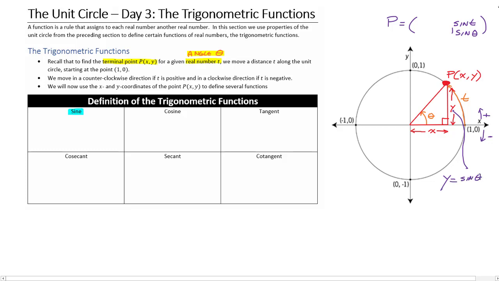I'll just write sine theta here. So it's the distance from the x-axis vertically to that point. That is what sine is. So sine isn't something else. That's where sine comes from. Sine is defined as the y-coordinate, the vertical distance from the x-axis to the point, right? It's defined on the unit circle. This is the birth of sine. This is where sine comes from.